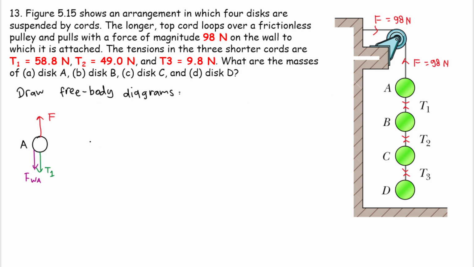Now let's move on to the disc B. What forces work on B? We have T1 here pulling up, right? So we will have T1 here pulling up, but then we also have T2 pulling down, so we will have T2 here. But we also have the weight of the disc B, right? So I will have the force by the weight of B. Good, and that is for the disc B.